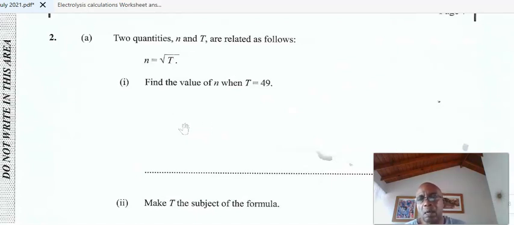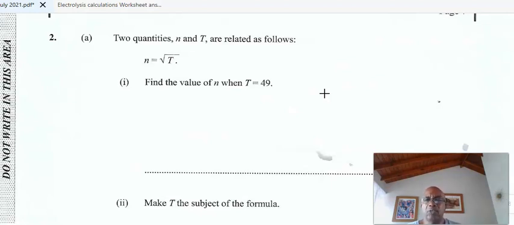Maths examination of July 2021, and we are moving on to question number 2, part A. The question reads, two quantities M and T are related as follows. N equals the square root of T. Part 1, find the value of N when T equals 49.